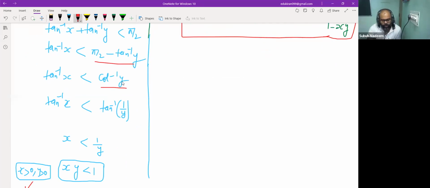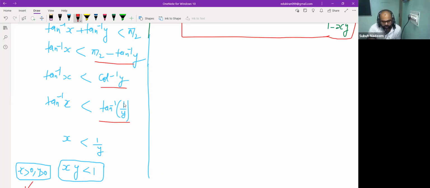Have you studied this property? Yes, sir. So another property is cot inverse y is tan inverse 1 by y if y is positive. So here we are taking y as positive. If y is negative, then it is not written like this. Then there is a small change. But here y is positive.